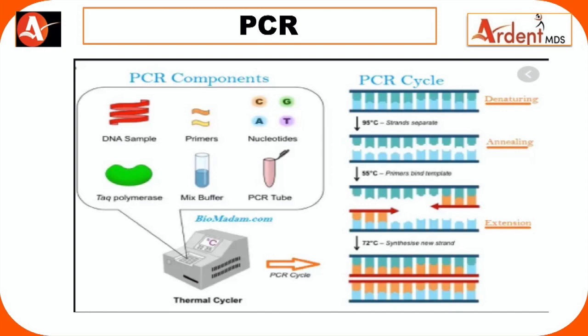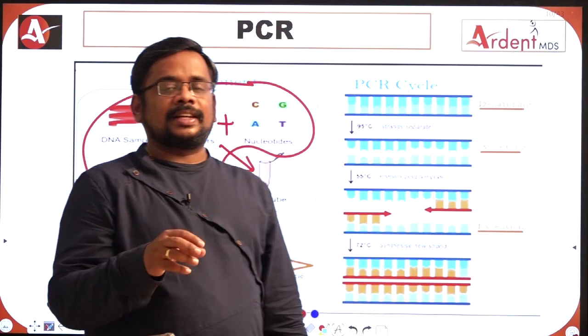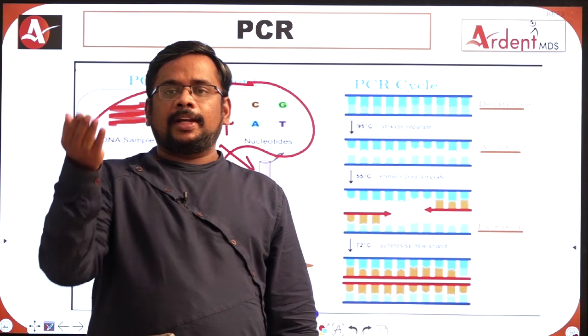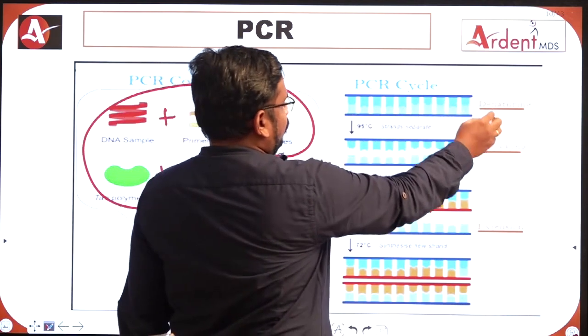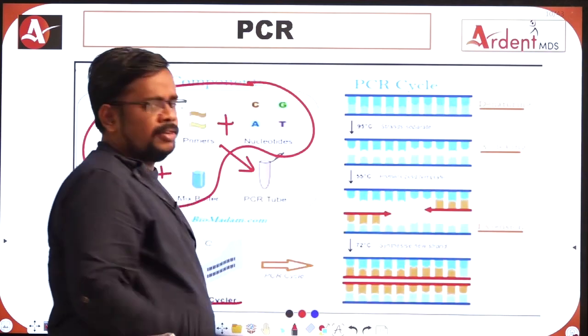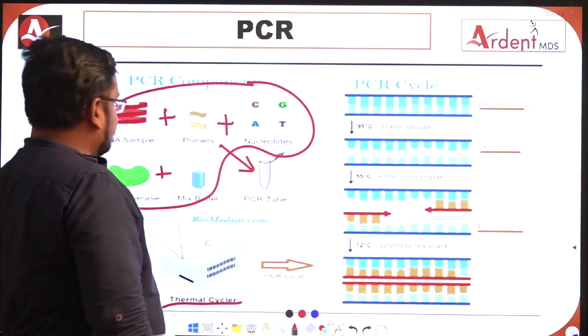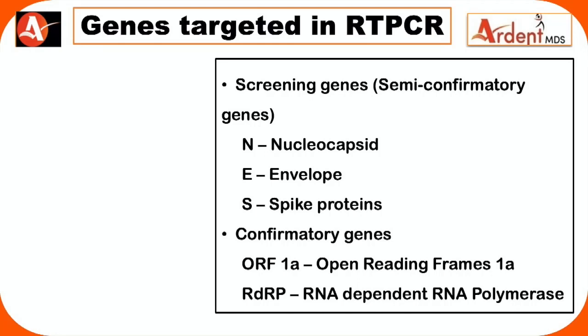This PCR tube is kept in a thermal cycler. As the name says, thermal cycler produces cycles of high temperature and low temperature and goes through a process called denaturation, annealing, extension, and finally we get the results. What are the gene targets for RT-PCR? You have two types of genes: semi-confirmatory genes and confirmatory genes.